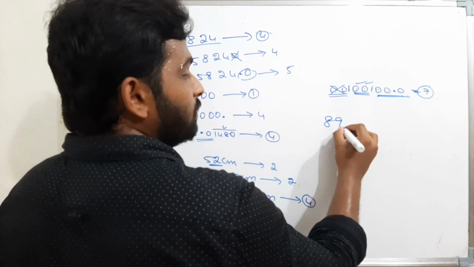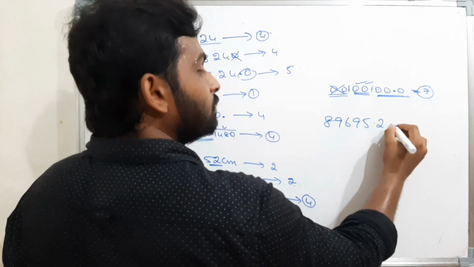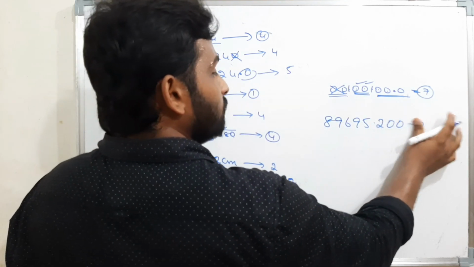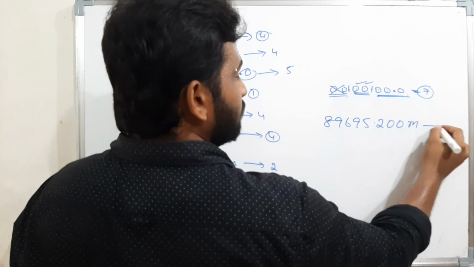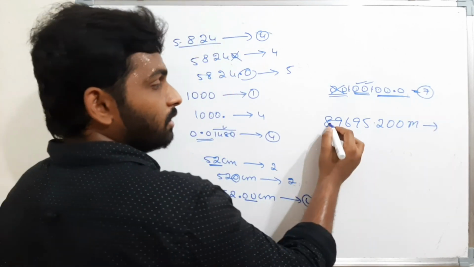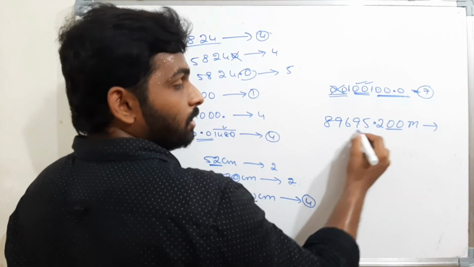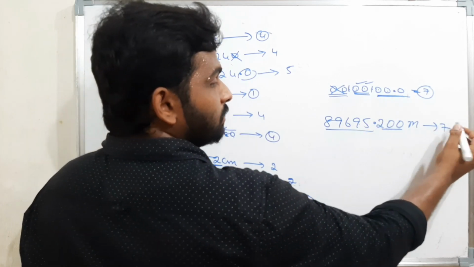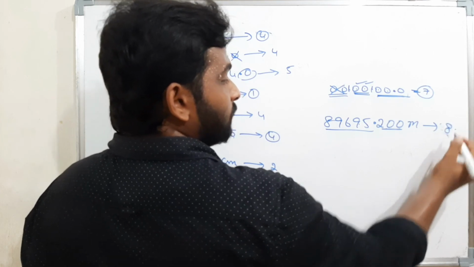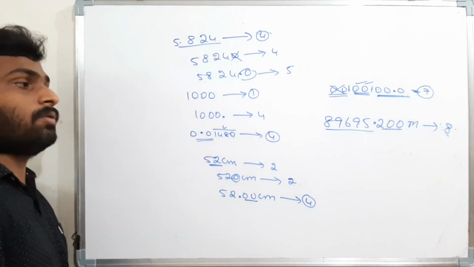Now 8, 9, 6, 9, 5, 2, 0, 0 meters with a decimal point. How many significant figures are there? 1, 2, 3, 4, 5, 6. These 2 zeros are counted because of the decimal point. Therefore, 5 plus 3 is 8. 8 significant figures. Now we'll see one more example.